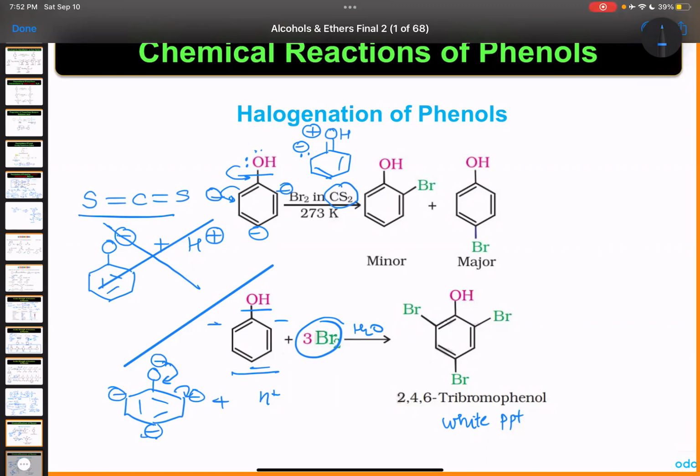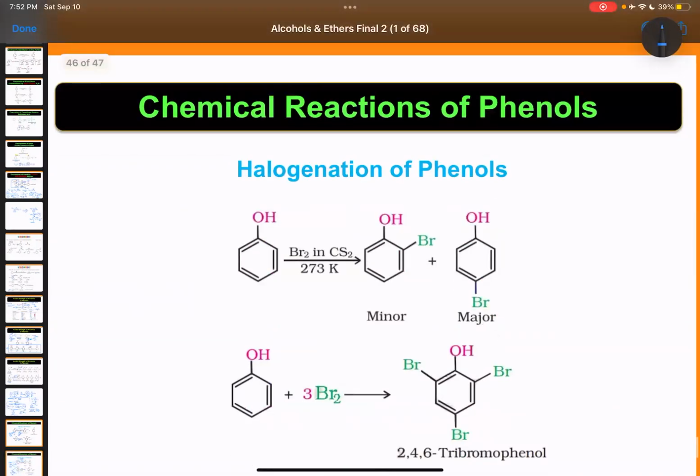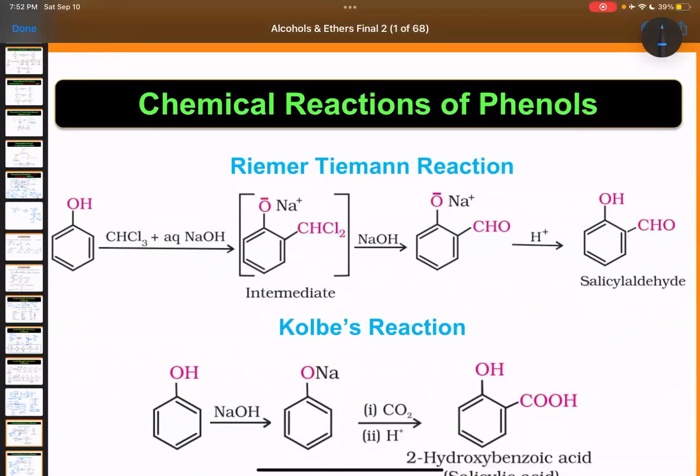Any doubts in this? But this is a famous test for phenol. Okay. I hope it is clear, Memona. Yes. Okay, halogenation, yeah, this is the same thing, right? And the Reimer-Tiemann reaction, how is it done? What is the Reimer-Tiemann reaction? You can tell me a few sentences about it, something about it.